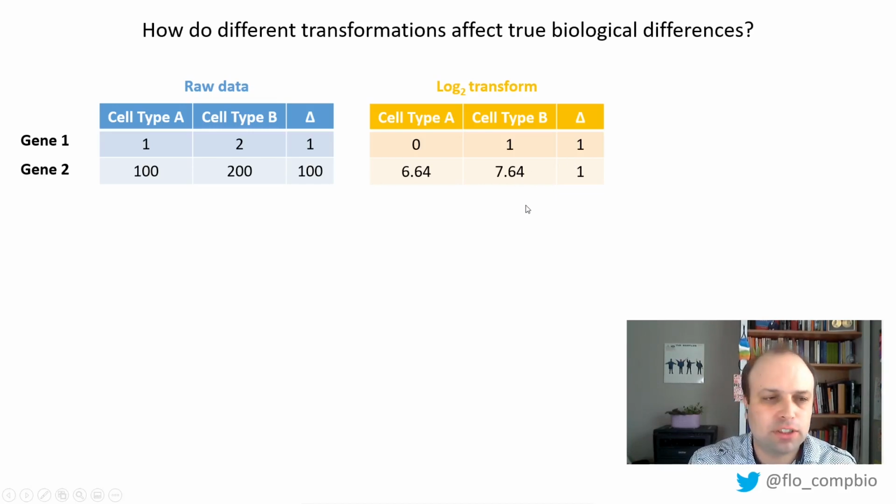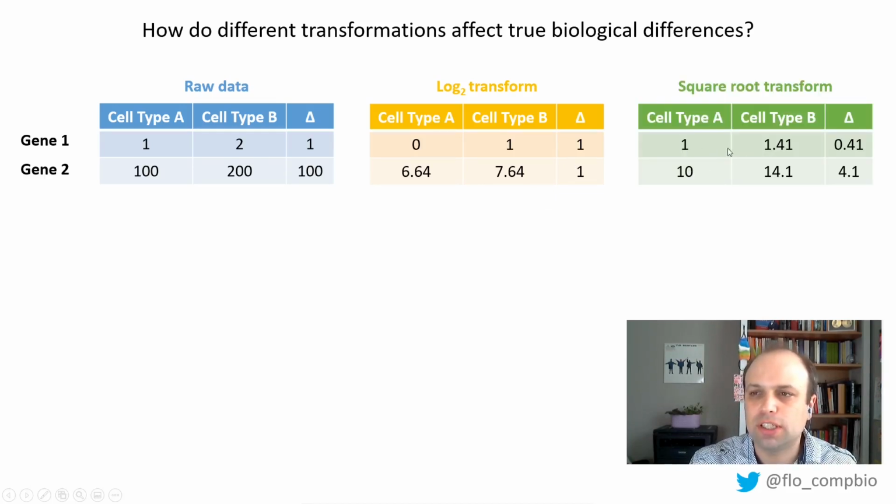And what happens when we take a square root? When we take a square root, the difference for gene 1 is 0.41, and the difference for gene 2 is 4.1. So here the differences are still 10 times higher, but it's not as extreme as the raw data, where they were 100 times higher. But it's also not as radical as the log transform, where now the differences are equal. So the square root falls somewhere in between the raw data and the log transform in terms of how it affects true expression differences.